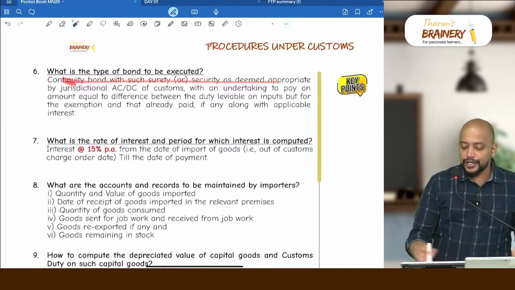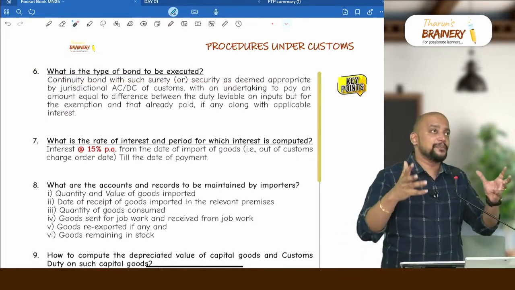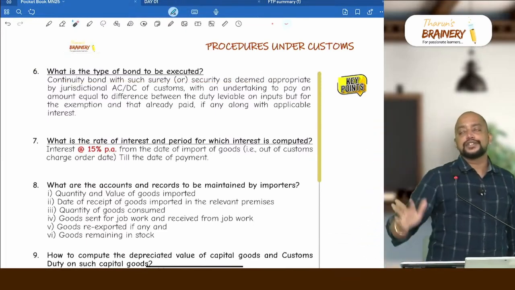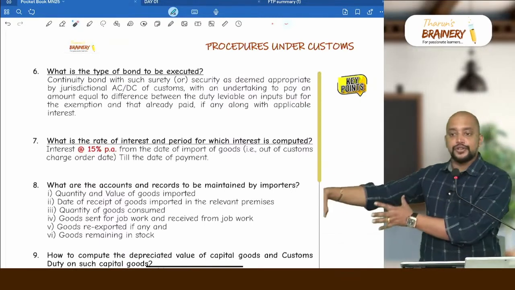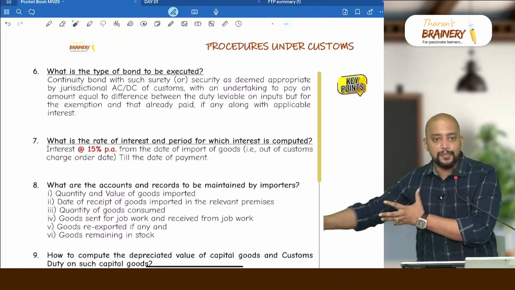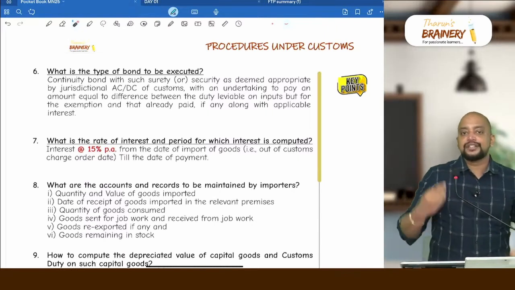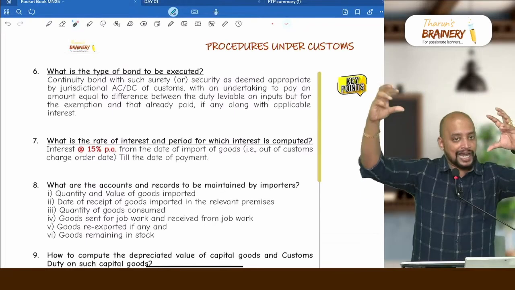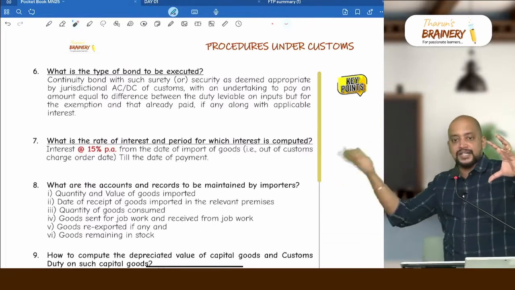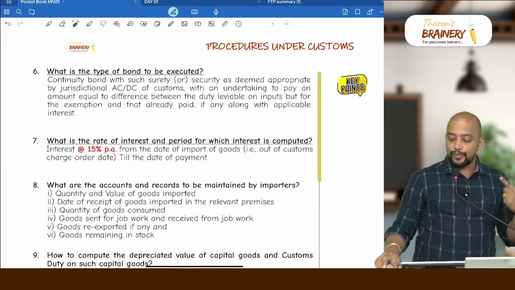Then next one, what is the bond that is to be executed? That is a continuity bond with surety and security. A continuity bond is like a deposit kind of thing. For 10 lakhs we will execute a bond, and whenever we import the goods and use them in the manufacture of COVID vaccine, it means we achieved the purpose. When we import the goods without payment of duty, say the duty saved is 1 lakh, the 10 lakhs bond amount will get debited by 1 lakh. Again, when we achieve the purpose, the bond will be recredited by that 1 lakh.